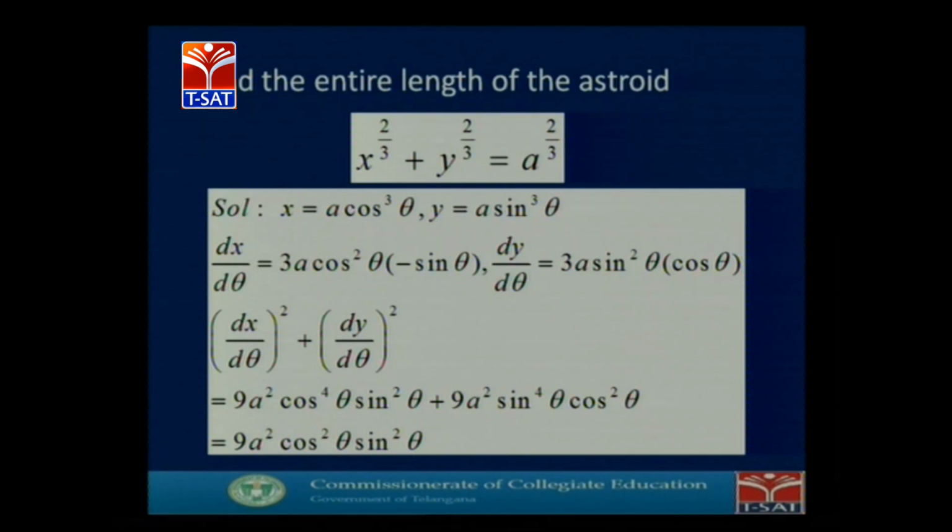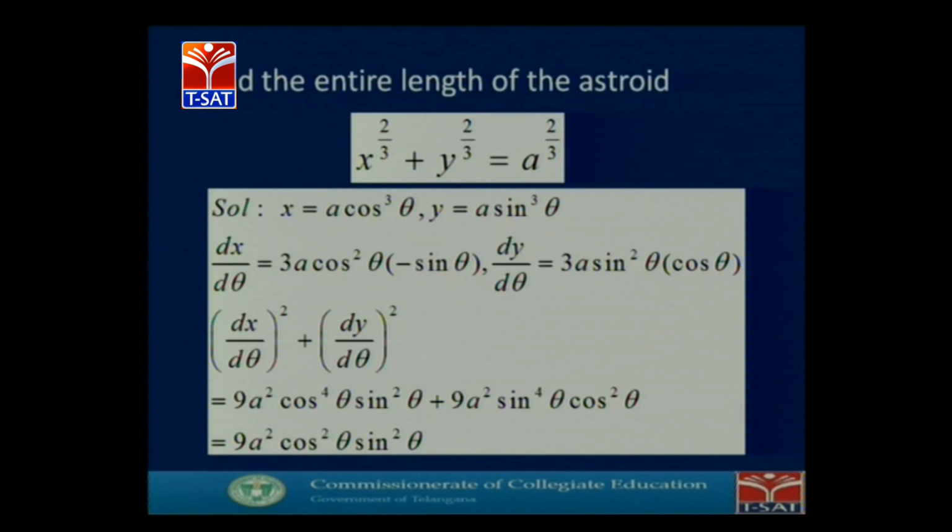Same, what will be the formula? Because it is in the parametric form, where x is in terms of theta, we will write the formula as the integral of under root of (dx by d theta) whole square plus (dy by d theta) whole square into d theta. And we need to find what are the limits for theta. Because x is given in terms of theta, we have to find out dx by d theta, that is nothing but 3a cos square theta into minus sin theta, because cos theta differentiation is minus sin theta.